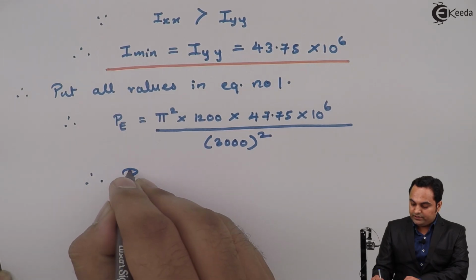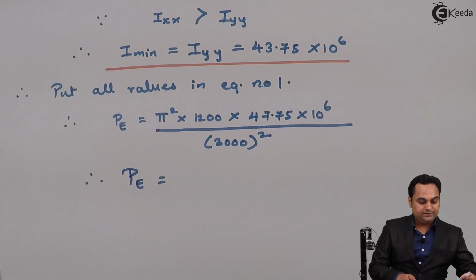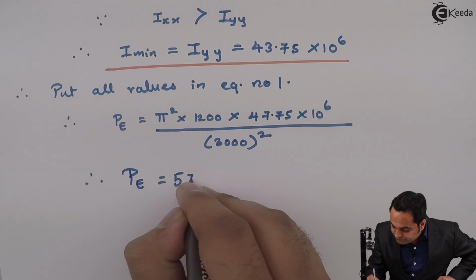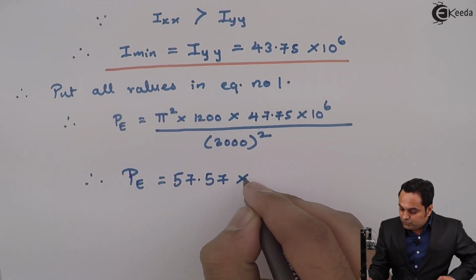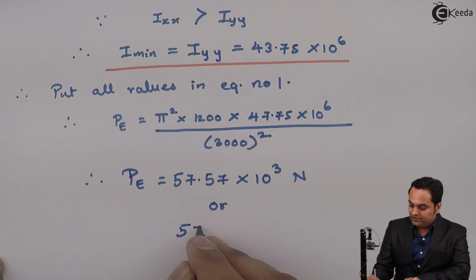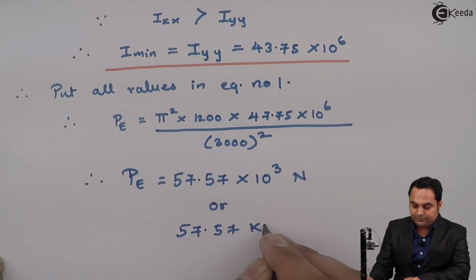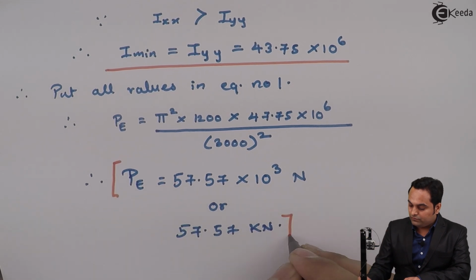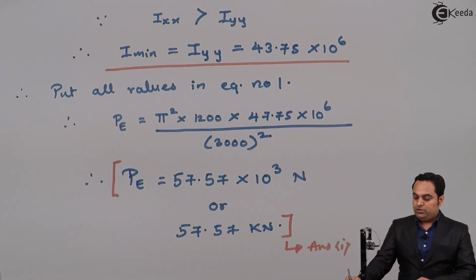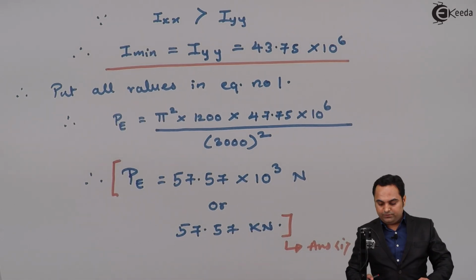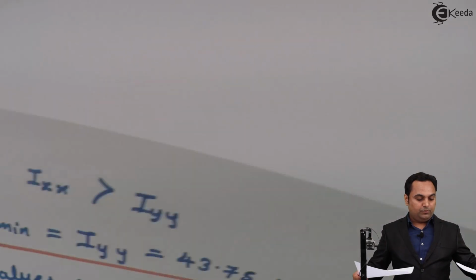So now we are getting Euler's load, and my answer is 57.57 into 10 raised to 3 Newton, or if I divide it by 1000, that becomes 57.57 kilonewton. So this is the first answer, answer number 1. Now after finding the Euler's load, the next thing is to get the Rankine's crippling load. So that is the second part of the problem.